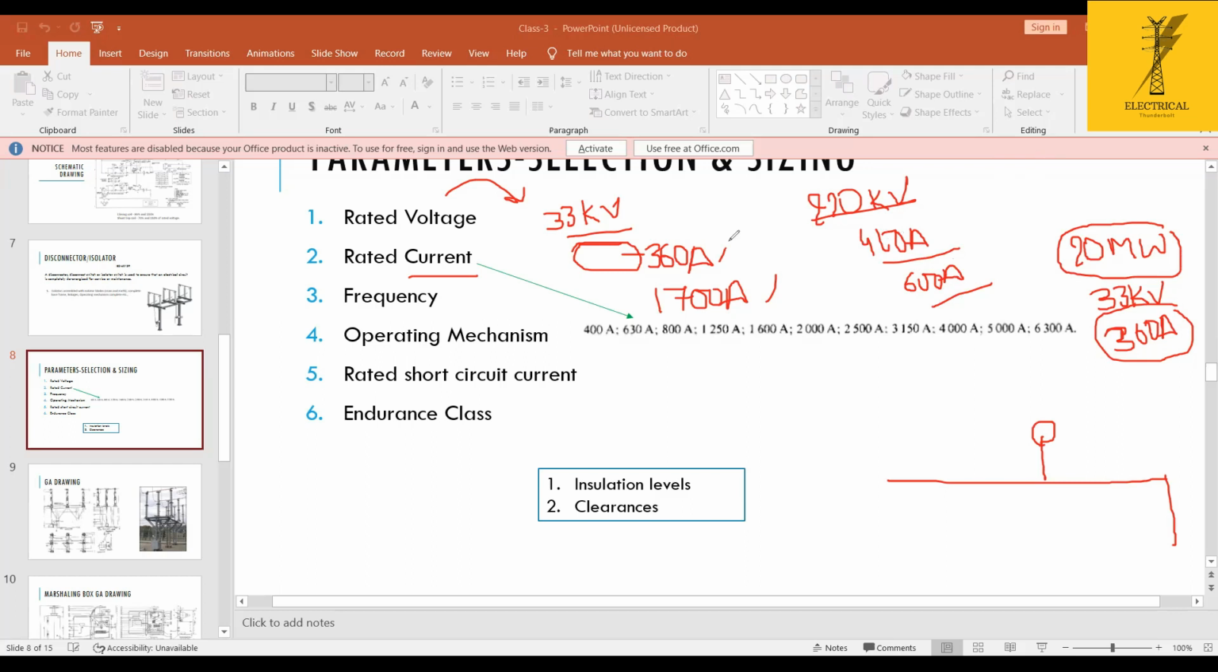Now, for my 10 line feeders, I require 10 isolators of 360 amps, and for two transformers, 2 of these isolators. This is the way of calculating, generally.